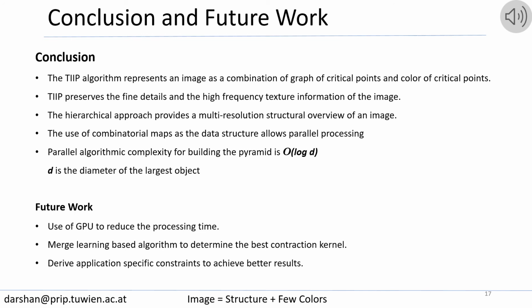Further, we can use a machine learning approach to determine the contraction kernel. Knowing the fact that the contraction kernel dominates the construction of the pyramids, using machine learning to determine the most optimized contraction kernel will help the algorithm to derive application-specific constraints to achieve better results for several image processing applications like connected component labeling, image segmentation, object detection, etc.